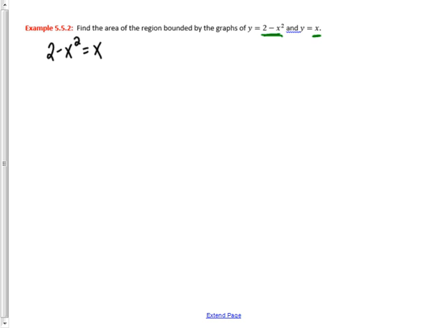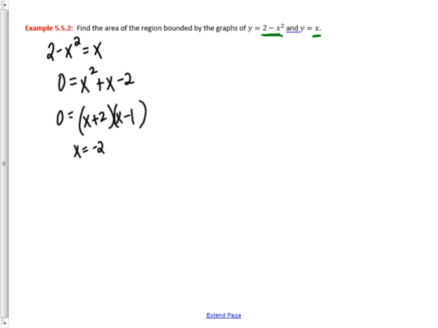Okay, and you want to solve this. So let's take everybody over, so that becomes a positive x squared, and then I have my positive x, and that becomes a negative 2. And if we factor to solve this quadratic, we get x plus 2, x minus 1. So this tells me that I'm going from negative 2 to 1. That's what that tells me. Okay, those limits of integration.